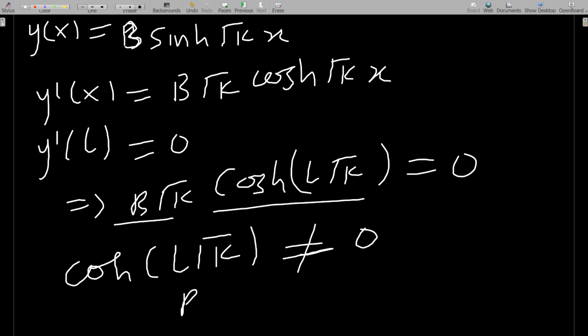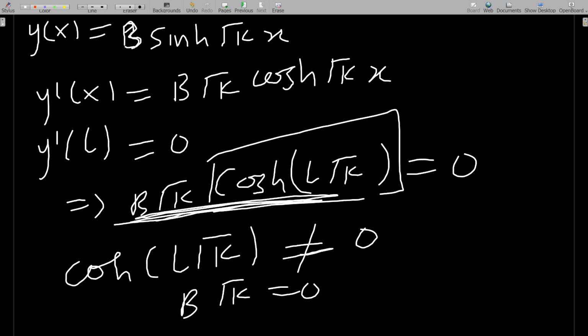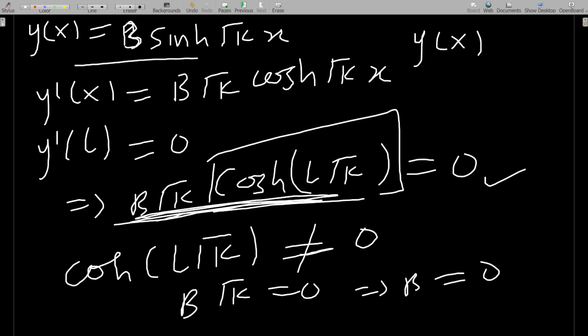This implies that the only thing that should be equal to 0 is b root k, because you have the product of these two giving me 0. If this is never 0, then b root k should be equal to 0, so that their product gives me 0. And this will imply that b is also equal to 0. So for case 3, b is 0 means that y of x is equal to 0. So for case 3 where lambda is less than 0, we have the trivial solution again.